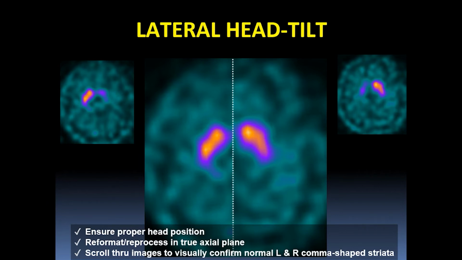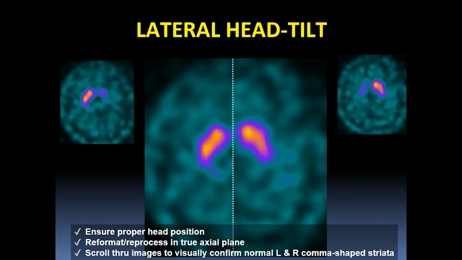If not, and you encounter this in clinic, again, you can reformat it into a true axial plane, or simply scroll through the images and assess each of the striata individually, as well as how the striata look in comparison to background. Look at your left, look at your right separately, and ensure that both have that nice, intense comma-shaped configuration. If so, then you can feel confident that you're dealing with a normal exam and not some sort of pathology.